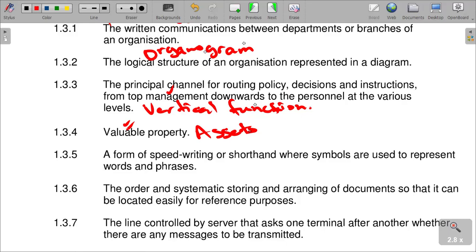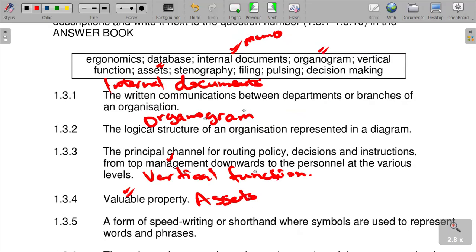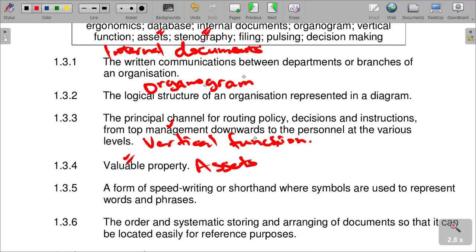That is called assets. A form of speed writing or a shorthand where symbols are used to represent words and phrases. When shorthand symbols are used to represent words and phrases, we talk about stenography. I'm sure these terminologies, we have seen them when we read through. We say stenography is actually a speed writing. It's called stenography.